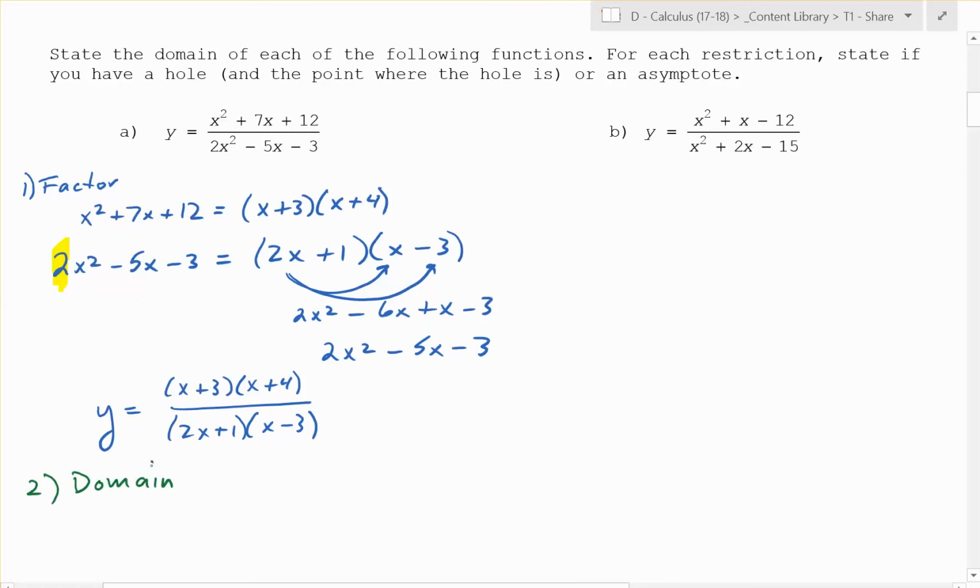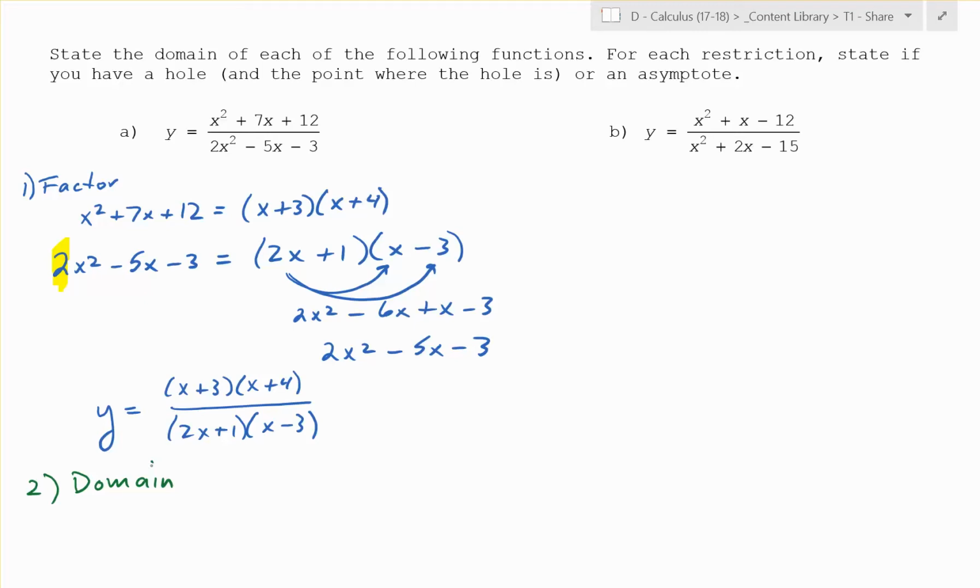And the domain is the set of all numbers that you can plug in. The set of all numbers that you can plug into a function. The set of all legal values, using air quotes again. So in this case, you're looking for the numbers that you can't plug in so you can take them away from all numbers. So find the numbers you can't plug in.